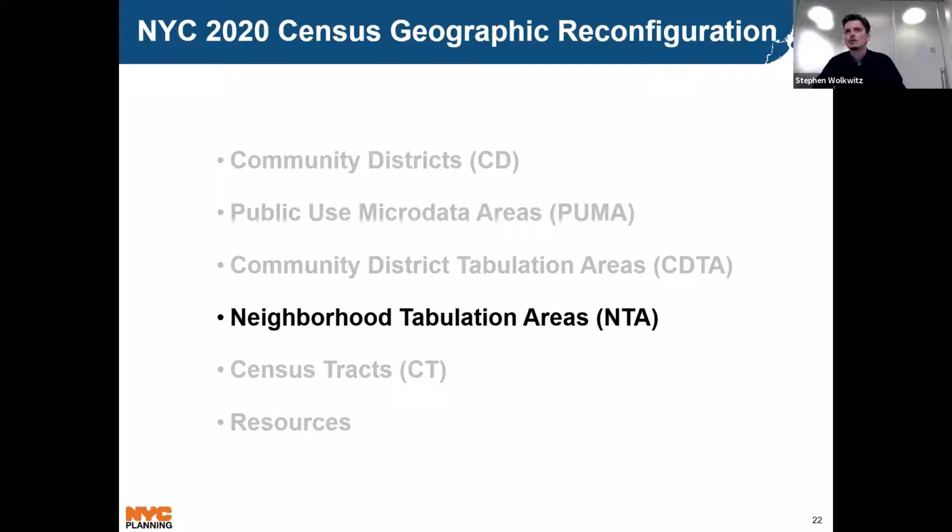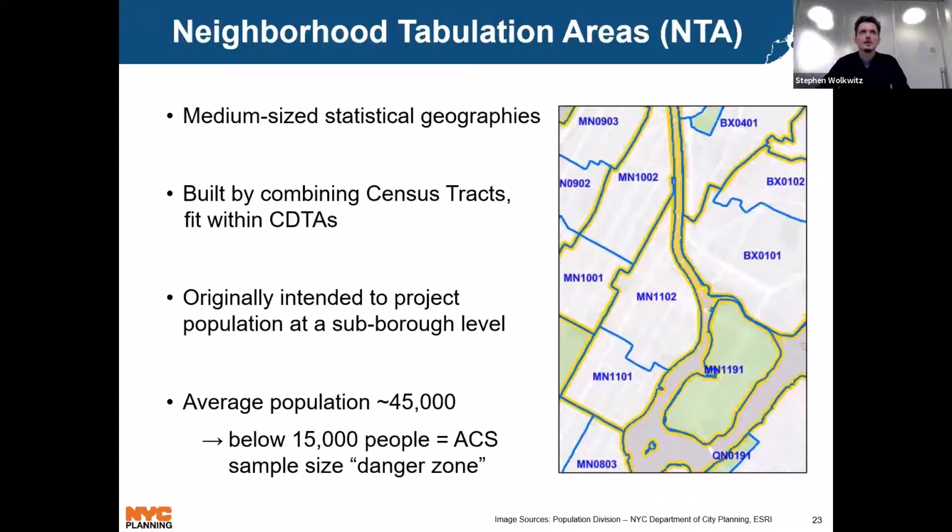So a bit more about these neighborhood tabulation areas and how they've changed this go around, kind of how we see them at city planning. We call NTAs, neighborhood tabulation areas, medium-sized statistical geographies. I'll expand on what I mean by that in a second. But they are also built by combining census tracts, and as I said, they now fit within CDTAs. They were originally created and intended to project population at a sub-borough level, but of course they've gone on to have many use cases beyond that.